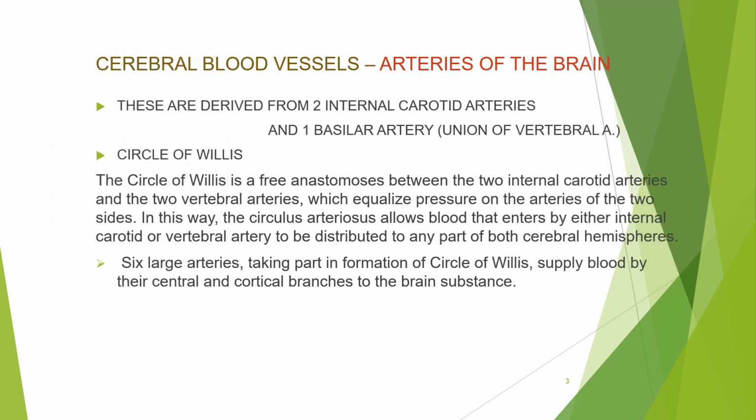Now first coming to the cerebral blood vessels. So we have to see about the arteries and veins of the brain. These arteries are derived from two internal carotid arteries and one basilar artery. This basilar artery is formed from union of two vertebral arteries. And through the circle of Willis, they will supply the entire brain.